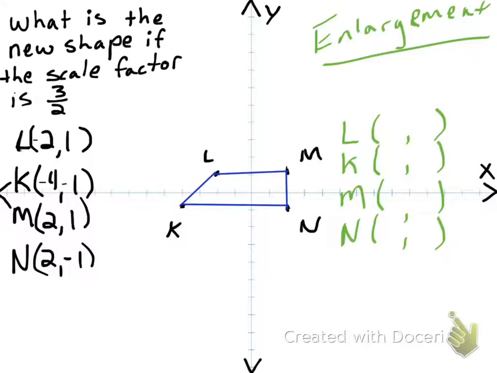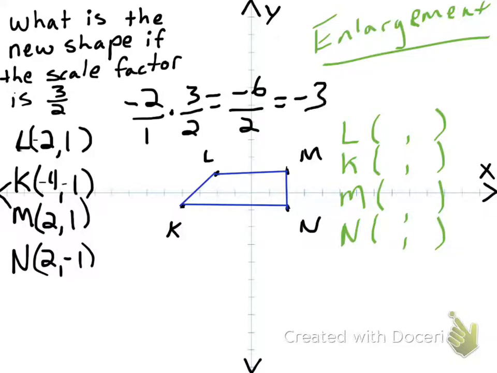What is -2 times 3 over 2? -2 over 1 times 3 over 2 would be -6 over 2. Top times top, bottom times bottom. Reduce that and you get -3. So my new L for x is -3. Now the y is 1. 1 times 3 over 2 is just 3 over 2.